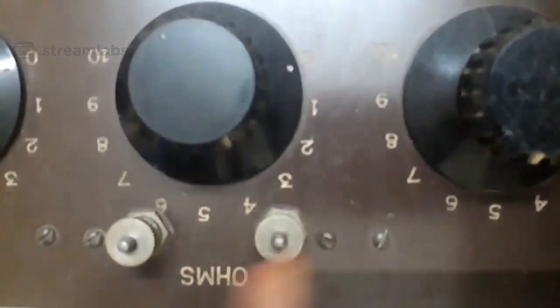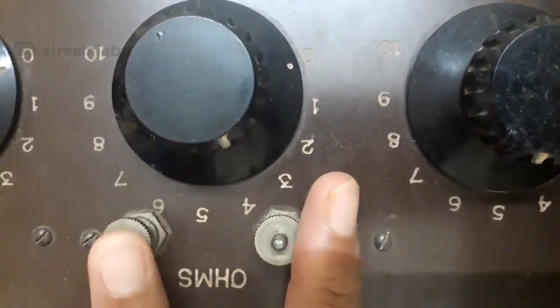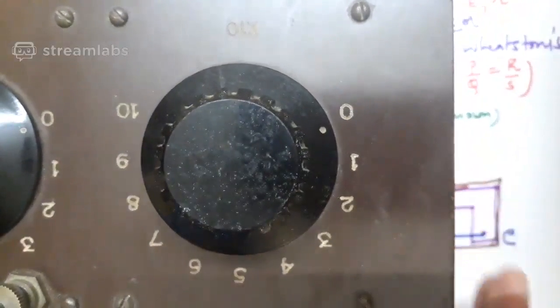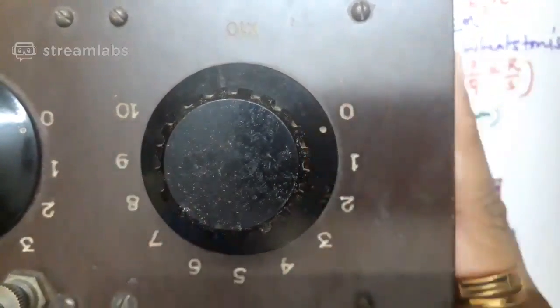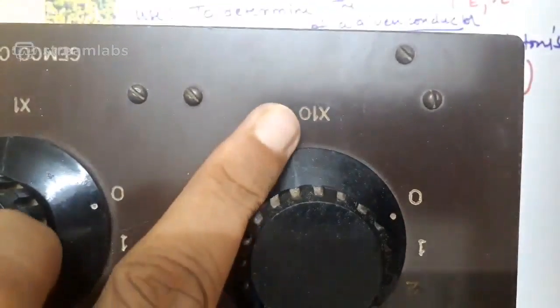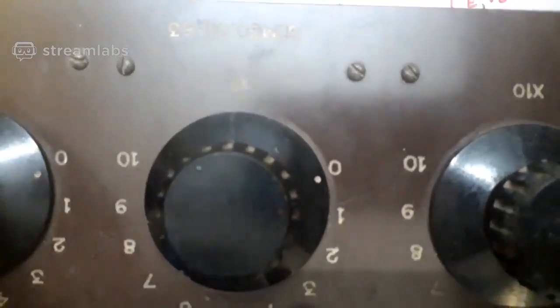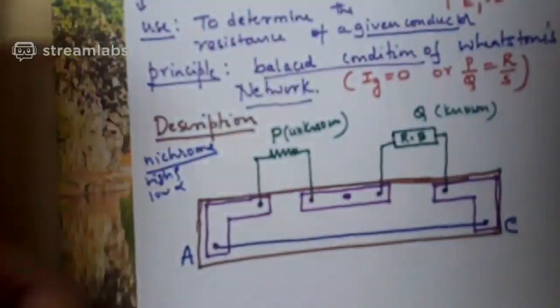See, these are the two terminals of the resistance box. There is no positive or negative terminal in this resistance box. Two terminals. And here there are knobs. Can you see this knob? Here it is mentioned. It is a multiplication of 10 ohm. This is a multiplication of 1 ohm. There is one more multiplication of 0.1 ohm. So I'll turn it.